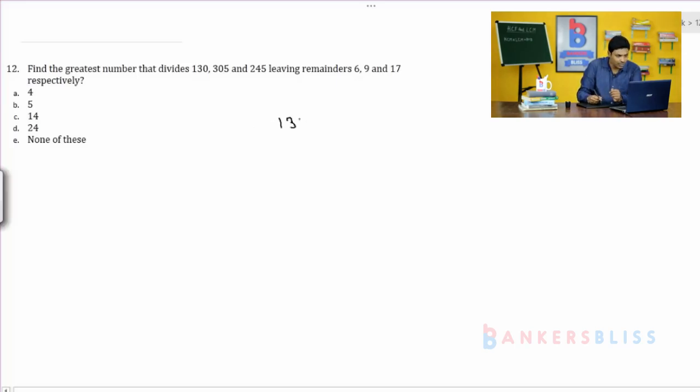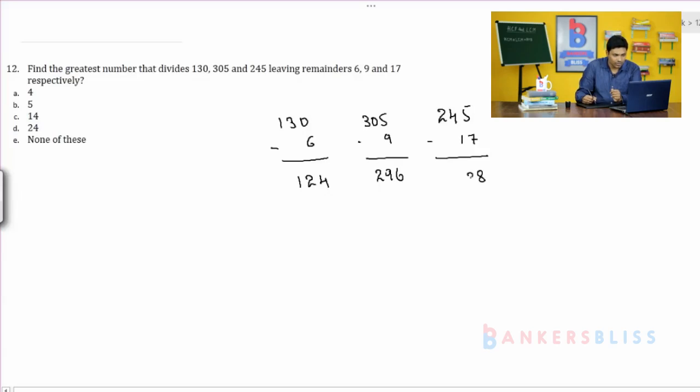So 130, 305 and 245. When the number divides 130, it leaves the remainder 6, which means you have to subtract 6 from 130. So the result is 124. Next, when the number divides 305, it leaves the remainder 9, so you subtract 9, then you will get 296. Next, you subtract 17 from 245, so the result is 228. So 124, 296 and 228.